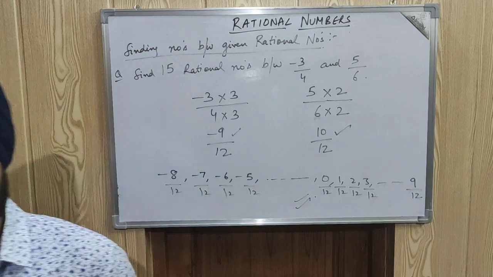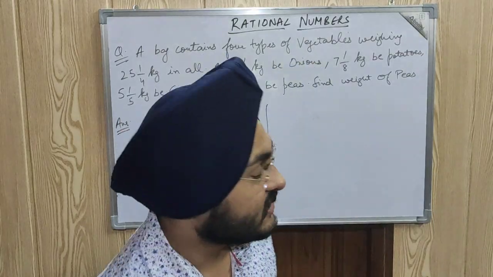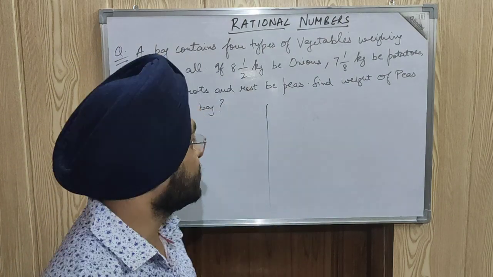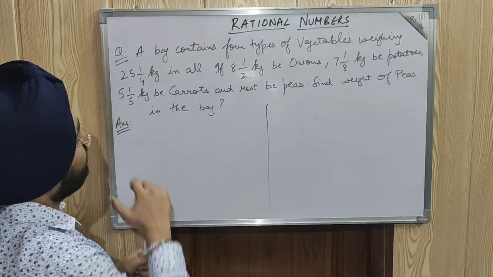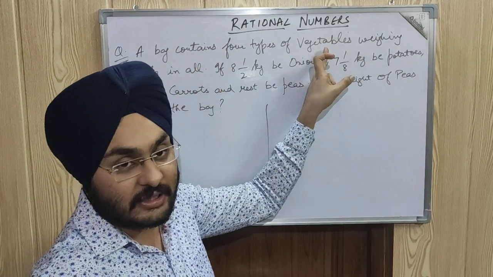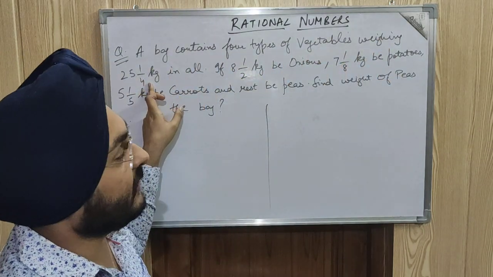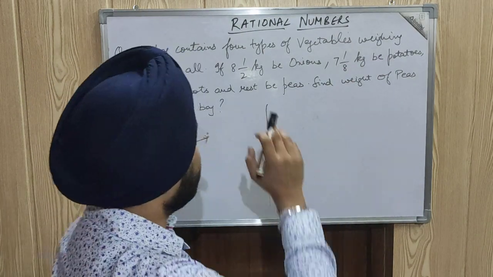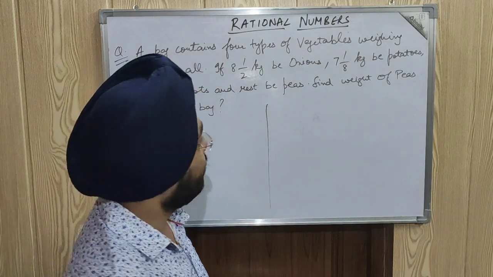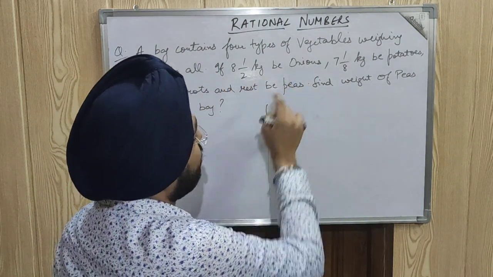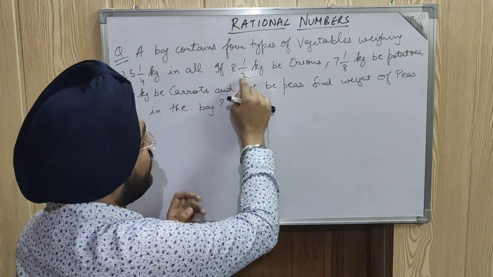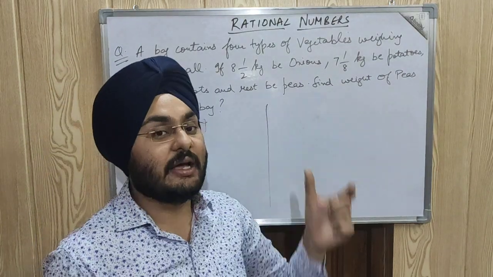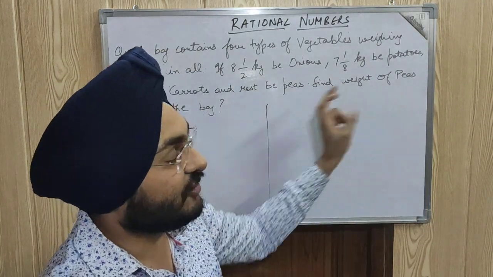So coming to the next question. Yes students, now we'll be discussing the word problems of these rational numbers. The question is saying, a bag contains 4 types of vegetables weighing 25 1 by 4 kilogram in all. Which means the total weight of the vegetables is 25 1 by 4 kilogram. He is saying if 8 1 by 2 kilogram be onions, it means we have this quantity as onions, this as potatoes, and this as carrots, and the remaining we have as peas. Find the weight of peas in the bag.